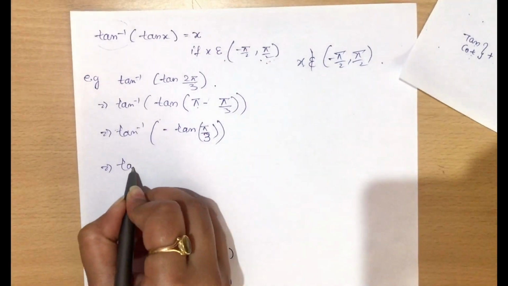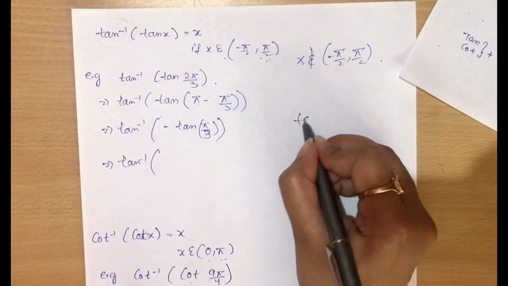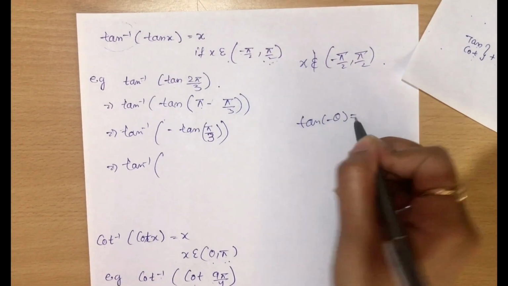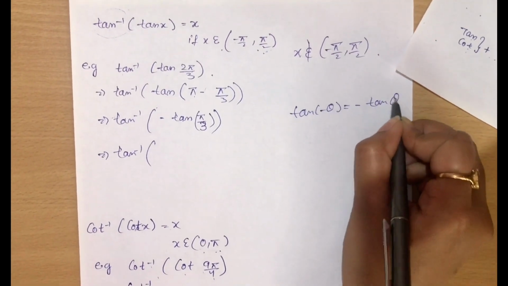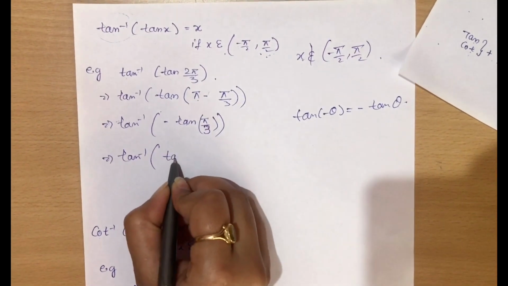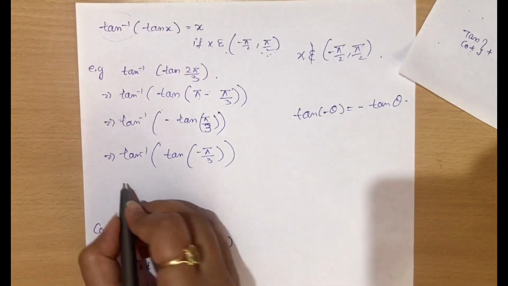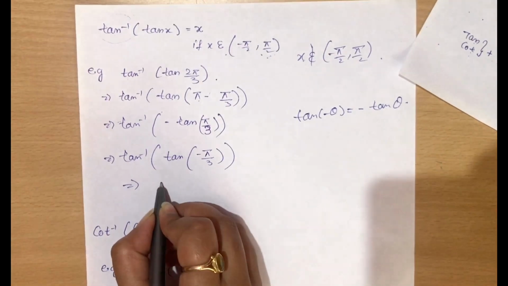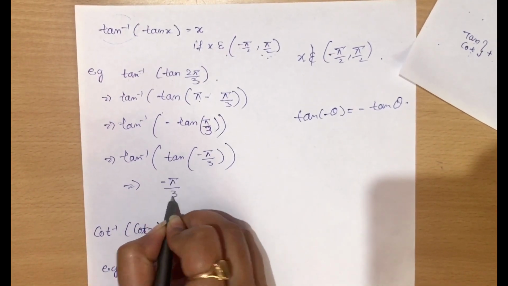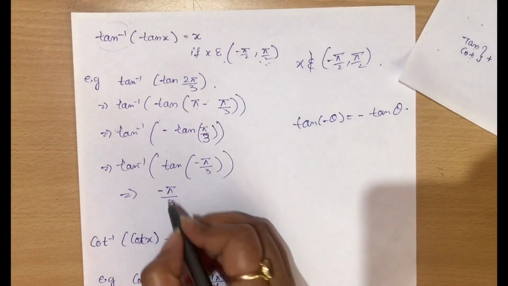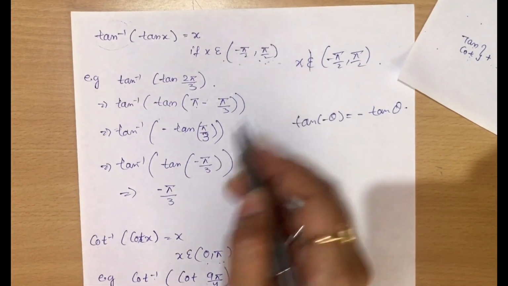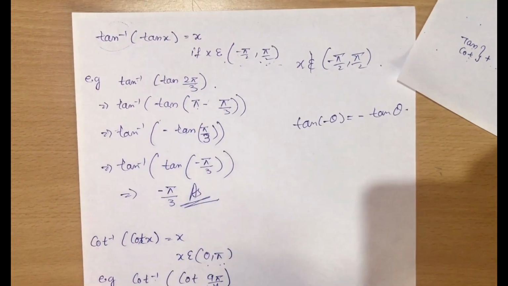So now in this case, tan of minus theta gives you minus tan of theta, so this is equal to what? Minus pi by 3, and this will equal minus pi by 3. Okay, and minus pi by 3 lies in this principal range, so this is the correct answer in this case.